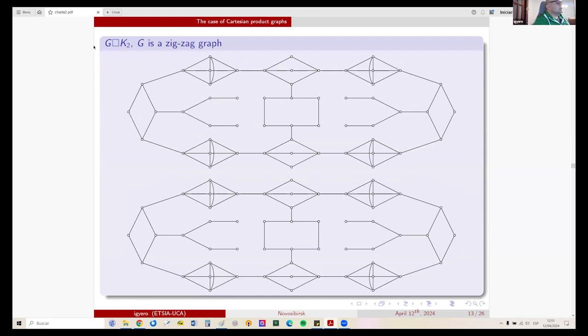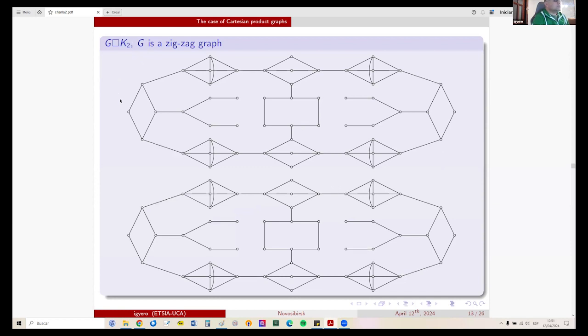For instance, we have G Cartesian with K2 when G is a zigzag graph. Is this one. I take one copy, I take another copy, and the corresponding edges. Notice that I have not drawn the edges joining the vertices from the two copies. I mean, there should be one edge going from here to here, or one other from here to this part of the other one, and so on. Every vertex in the corresponding position must be joined by an edge corresponding to the K2 factor.